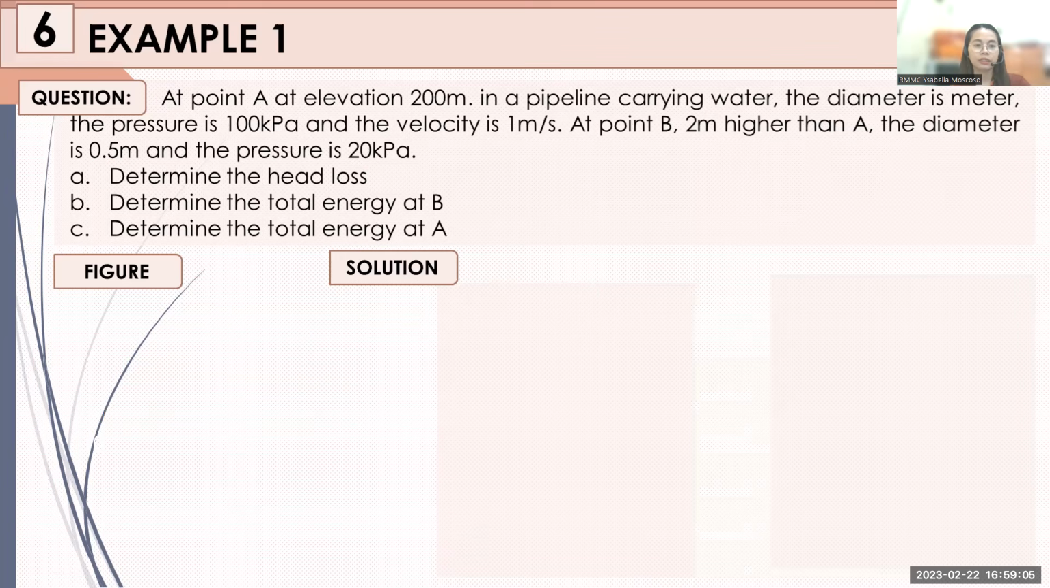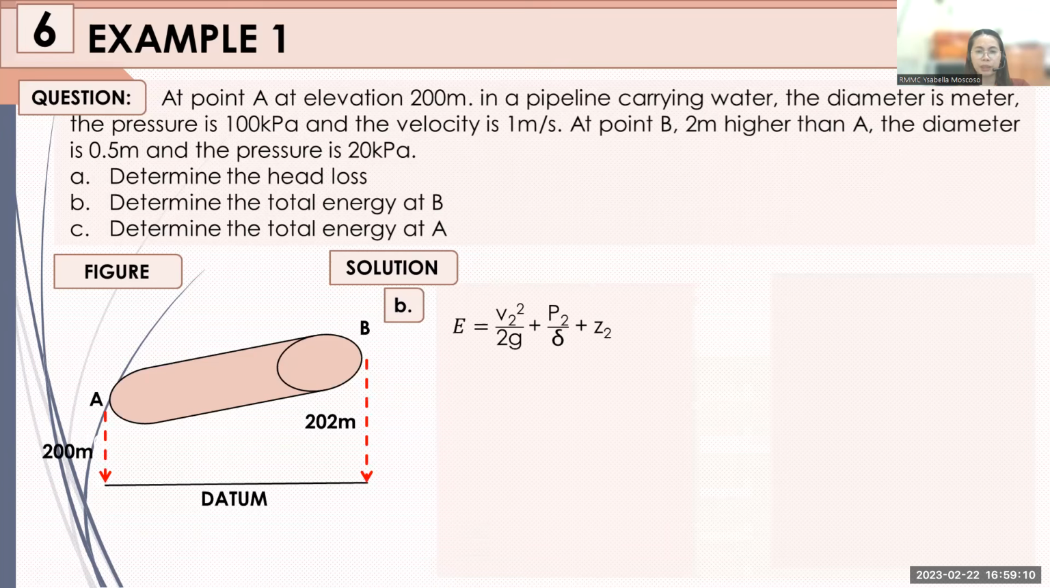So, next is determine the total energy at point B. Pag sinabi natin total energy, that is just your velocity head plus pressure head plus the elevation head. Ganun lang. So, kanina na-solve natin yung value ng velocity ninyo as 4, no? The pressure is 20 divided by 2 times 9.81. This is the gravity. This is the unit weight density. That is 9.81 times or plus 202 rather.